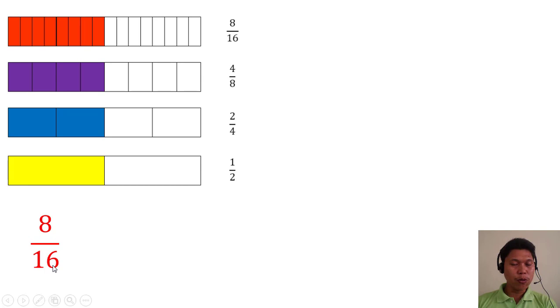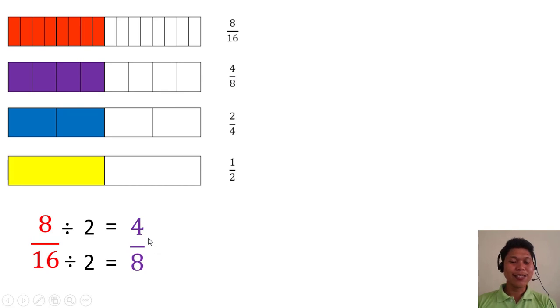Are they divisible by 2? Yes. Kasi these numbers are even numbers. So, pwede nating gamitan ng divisor na 2. So, divide by 2 and divide by 2. So, 8 divided by 2 or kalahati ng 8 is equal to 4. At ang kalahati naman ng 16 ay 8. So, from 8/16, naging 4/8 kagaya nito.